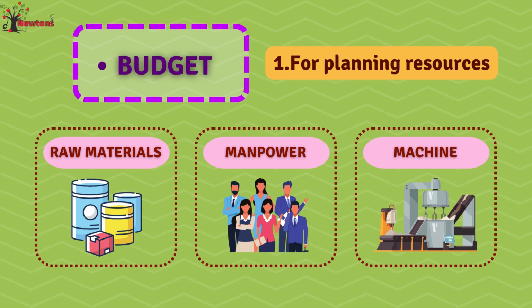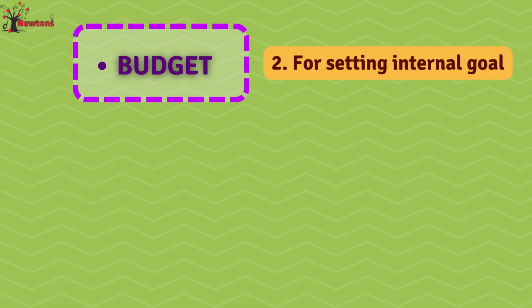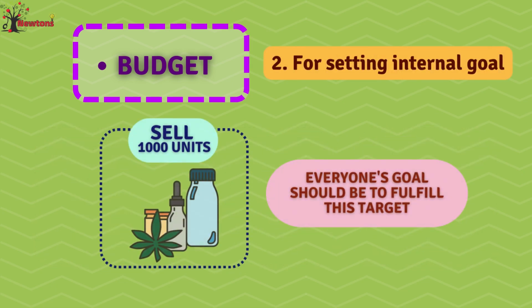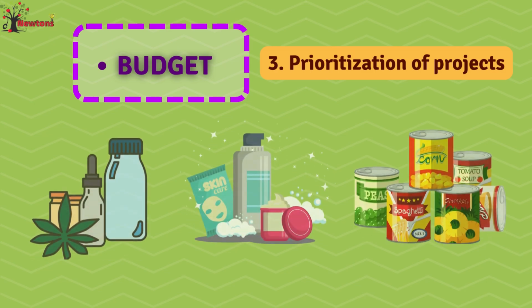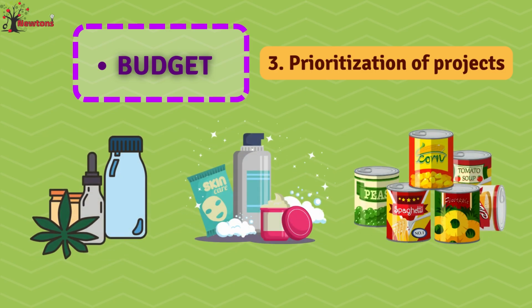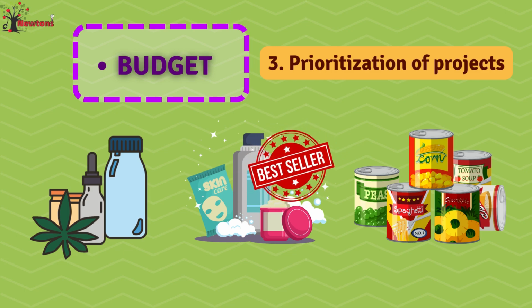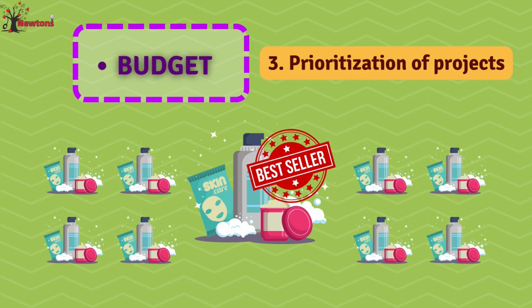And now the second reason for budgeting is for setting internal goals. A budget of 1000 units sets a target for the entire organization. And thirdly, budgets help in prioritization of projects. If an organization sells 100 different products, some will be more profitable than the others, right? Our priority should always be to sell more of those high profit products to increase the overall profit of the company.